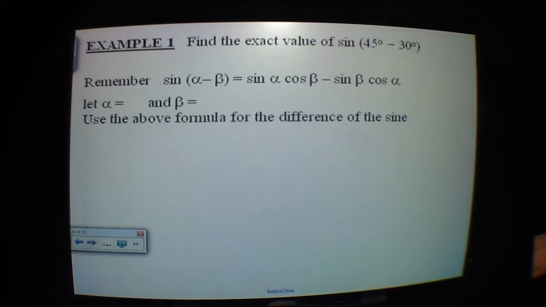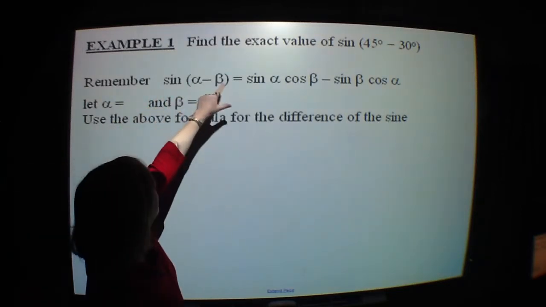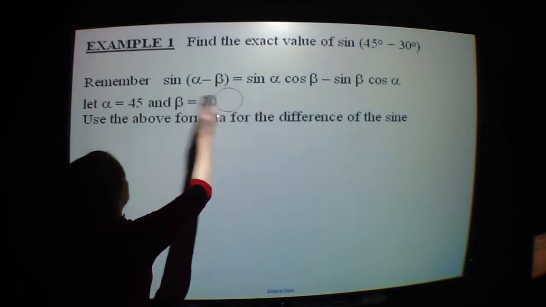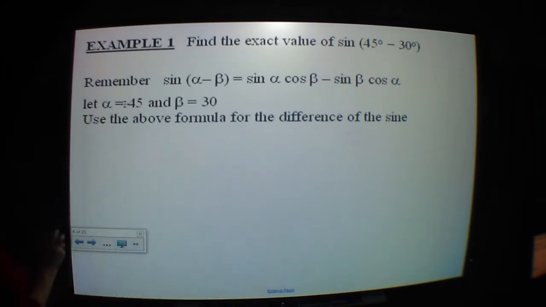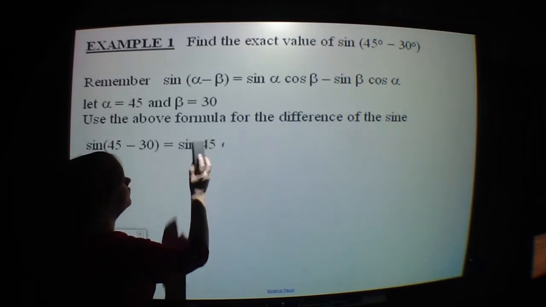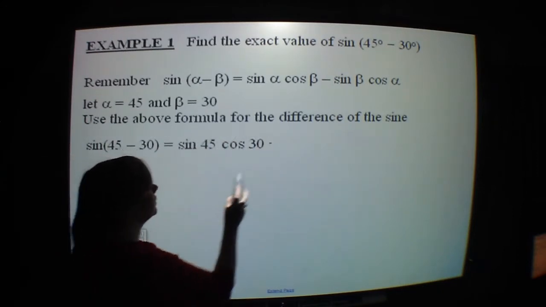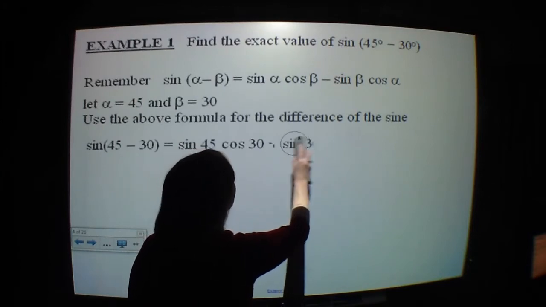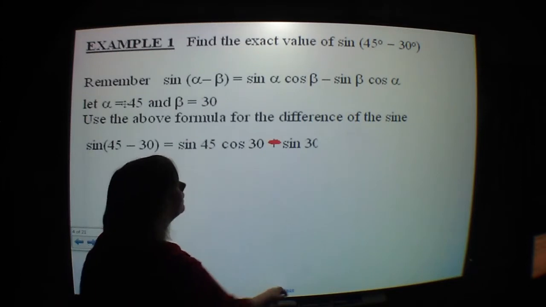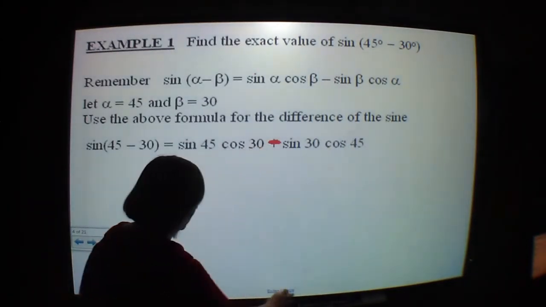So find the exact value of sine of 45 degrees minus 30 degrees. So you would look at your formulas. And here we have the sine of alpha minus beta. Well, here I have 45 minus 30. 45 is alpha, beta is 30. So we use the above formula. So the sine of 45 minus 30 is equal to the sine of 45 cosine of 30 minus, it's minus not plus, minus the sine of 30 cosine of 45.